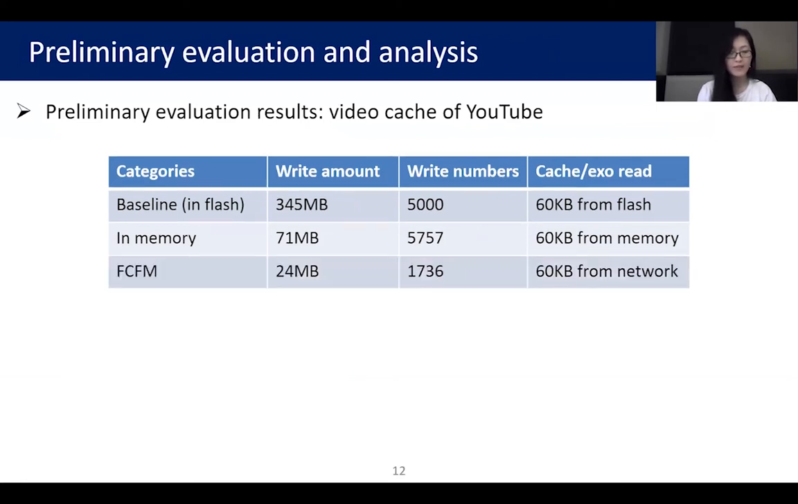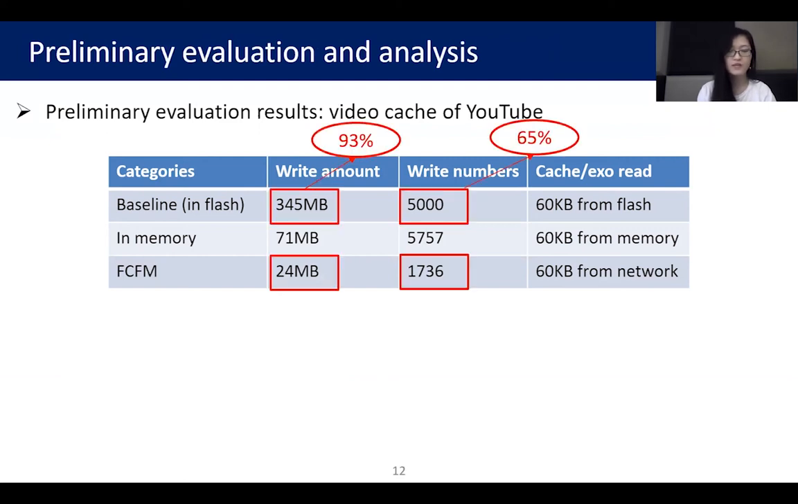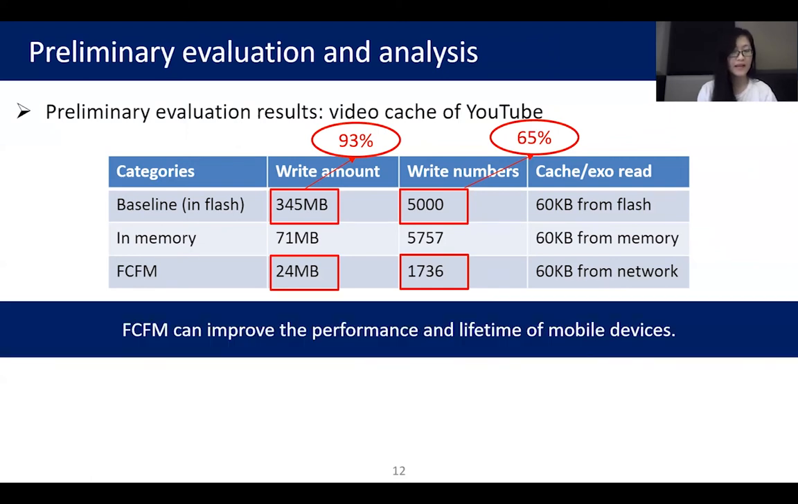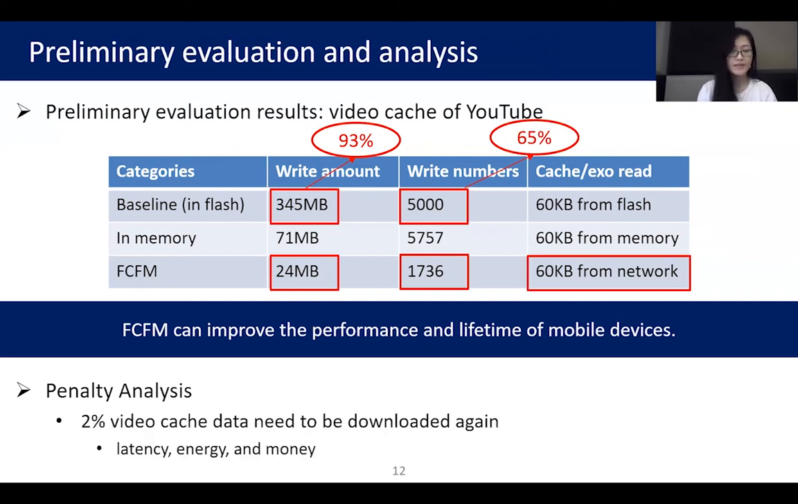According to FCFM, video cache files belong to BAR class. Thus, these files are discarded after usage. The results show that compared to the above two methods, FCFM can much reduce the write amount and write number. And thus, it can improve performance and lifetime of mobile devices. Now, let's look at the penalty of FCFM. Since 2% video cache data will be read, they need to be downloaded again. The penalty includes latency, energy, and money.